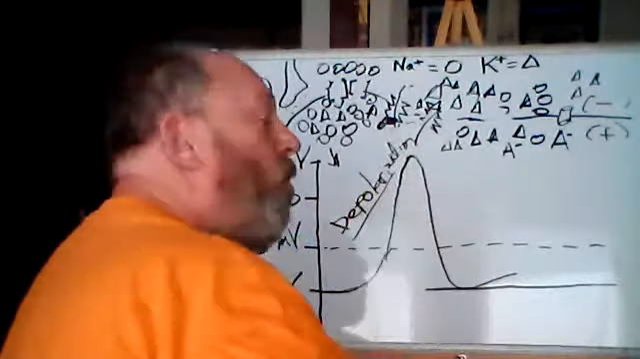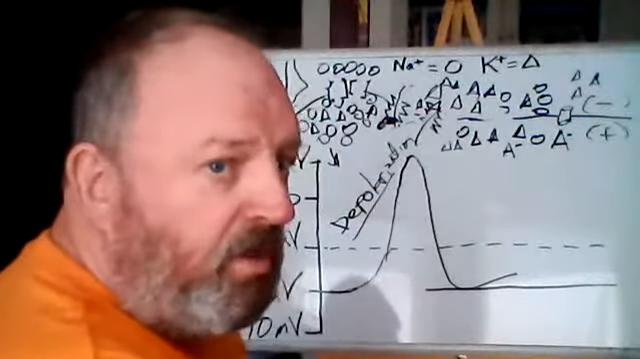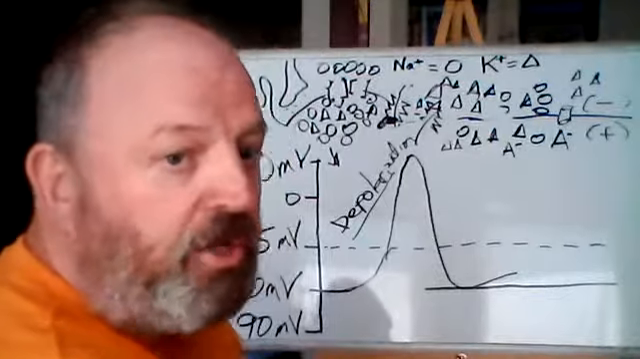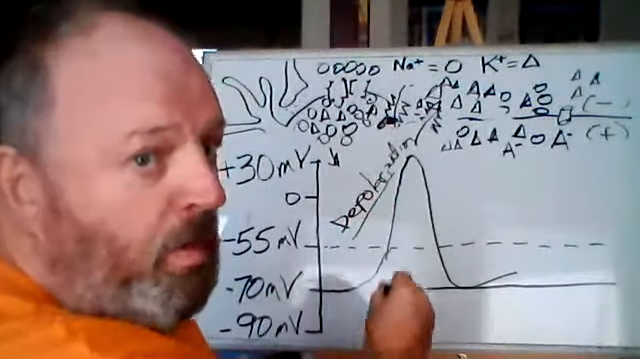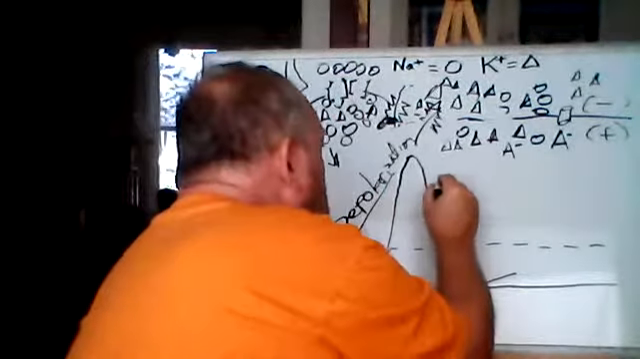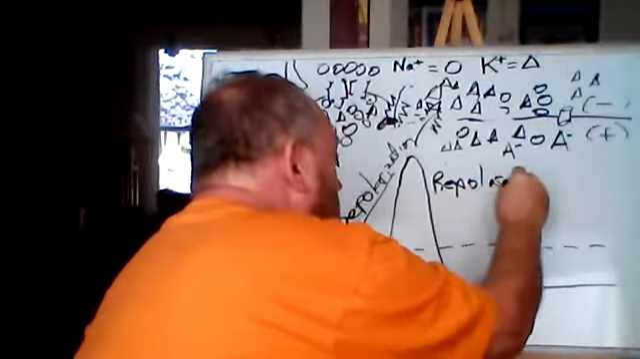So that's depolarization. When the potassium voltage gated channels open, then we're going to get repolarization. We're going to go back to that negative 70. So that's called repolarization.